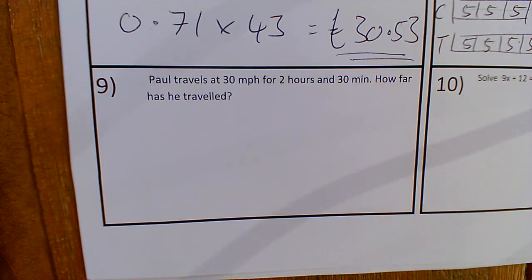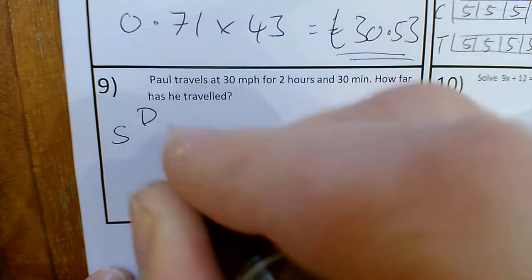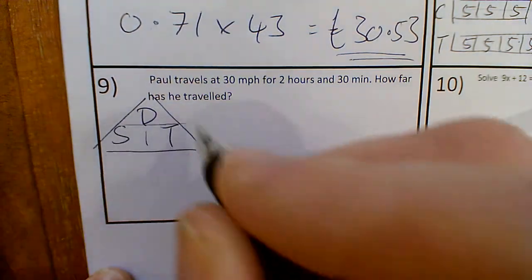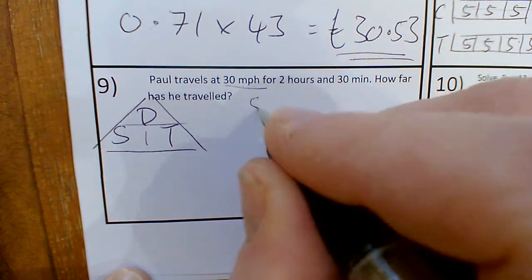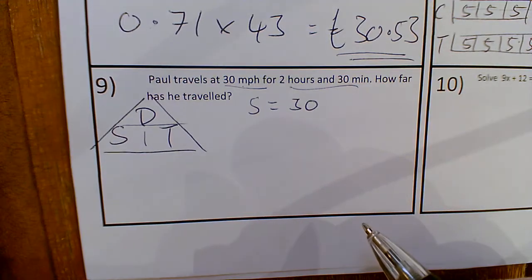Question 9. Paul travels at 30 miles per hour for 2 hours and 30 minutes. How far has he travelled? So it's a speed, distance, time thing. Speed, distance, time. There's our triangle. I know 30 miles an hour, so that's a speed. I know 2 hours and 30 minutes, that's a time.